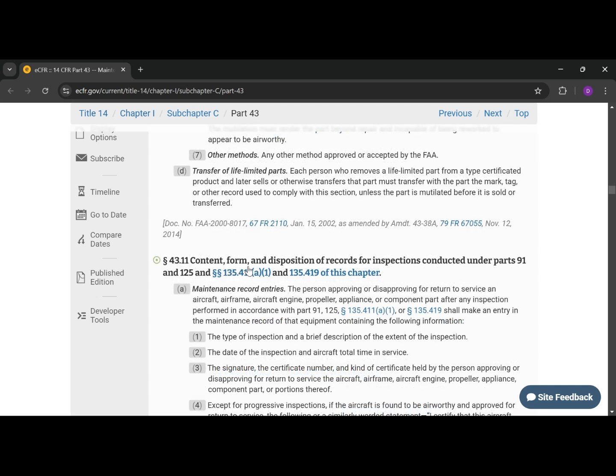43.11. Content, form, and disposition of records for inspections conducted under Parts 91 and 125 and 135.411(a)(1) and 135.419 of this chapter. Now, if you remember in 43.9, 43.9 was the exception to inspections conducted under 91, 125, 135.411, and 135.419. So now we're just talking about those parts.